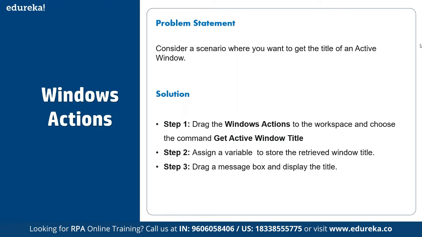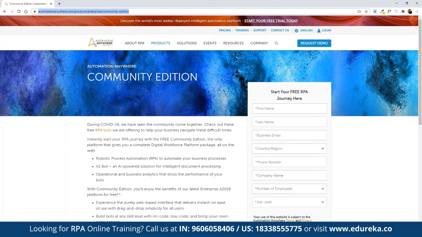For the installation of Automation Anywhere, we can simply search for Automation Anywhere Community. Community is not exactly a feature, but a community edition available from Automation Anywhere that we can get started with. On this page, we have to enter the credentials: first name, last name, business email, country, region, phone number, the company name, and the number of employees. We can enter all of these details and then get access to work on the community edition, obviously with some limitations.